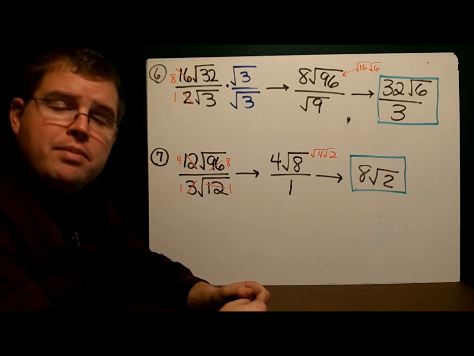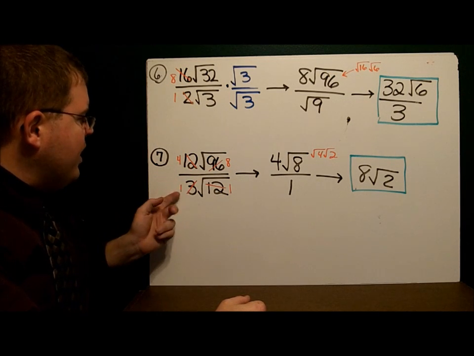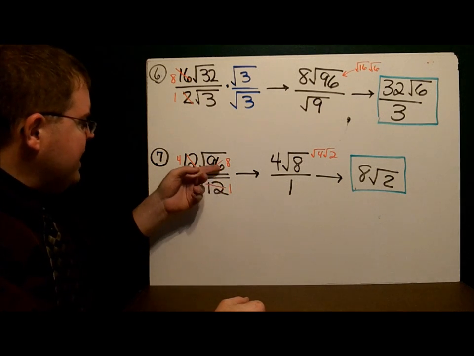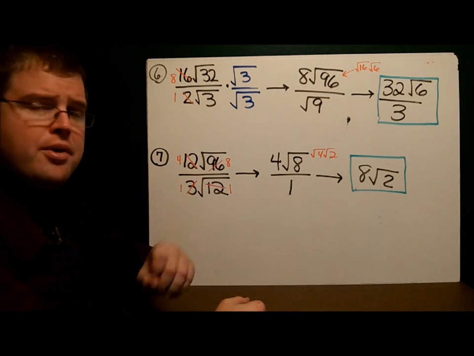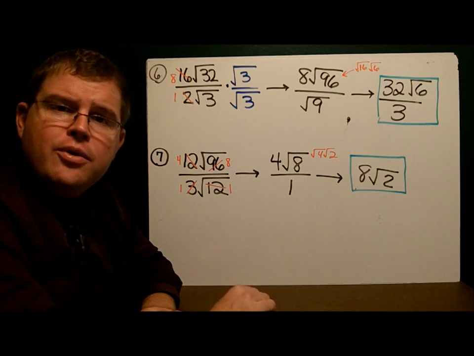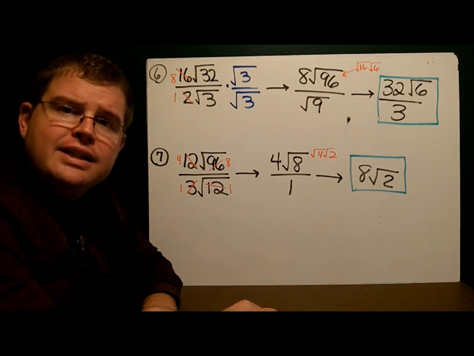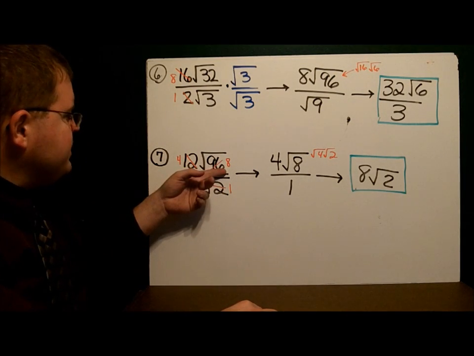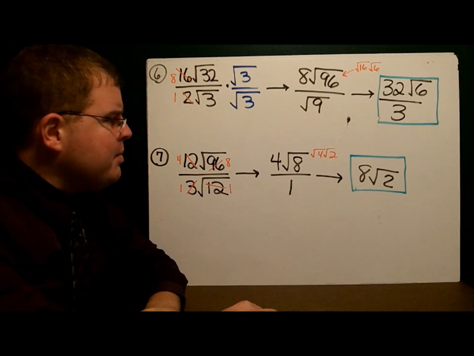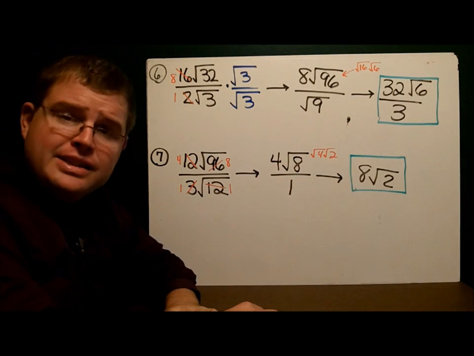Number 7, something beautiful happened. Not only did my coefficients reduce to 4 and 1, but my radicals reduced. This one and this one reduced to the square root of 8. Regular division took care of the problem, and so I don't have to deal with that method of last resort. I don't have to rationalize the denominator. I'm left with simply 4 square roots of 8 on the top and 1 on the bottom. I simplify the radical and I end up with 8 square roots of 2.